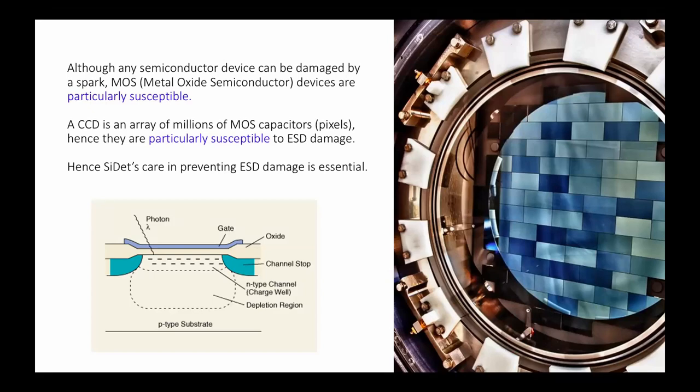As I mentioned, all of the devices we work on at SciDot are very sensitive to ESD damage, but the CCDs are especially sensitive. Any semiconductor device can be damaged by a spark, but MOS devices, metal oxide semiconductor devices, are particularly susceptible. A CCD is an array of millions of these little MOS capacitors, so they're super sensitive to ESD damage. So SciDot's care in preventing ESD damage was essential to making this camera work.